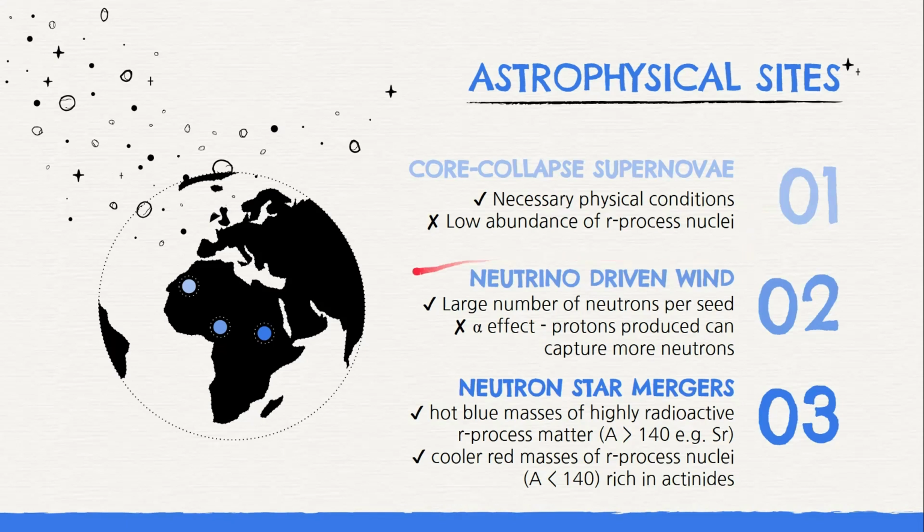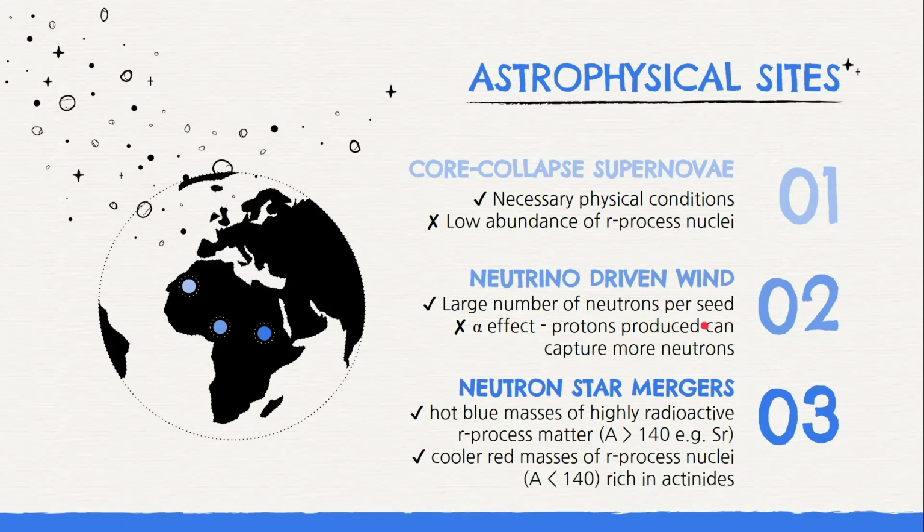Another possible site is the neutrino-driven wind. What that means is that as the supernova has a core collapse and there's an explosion, the protoneutron star cools by releasing tons of neutrinos within seconds. The neutrinos interact with material in the supernova shock. So it means that there are a large number of neutrons per seed, which provides a very great physical condition for the r-process to happen.